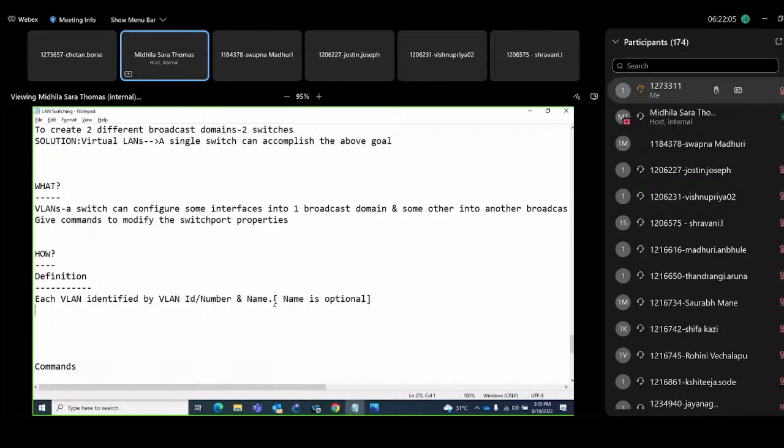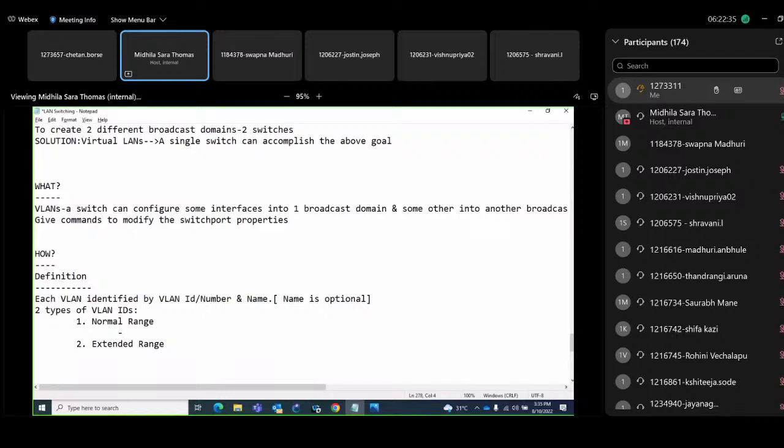Now, there are two types of VLAN IDs actually. One is the normal range and the other one is extended range. So each VLAN is identified by a number and a name. Name is not compulsory, but the number should be unique. And this numbering can be classified into two types, normal range and extended range.